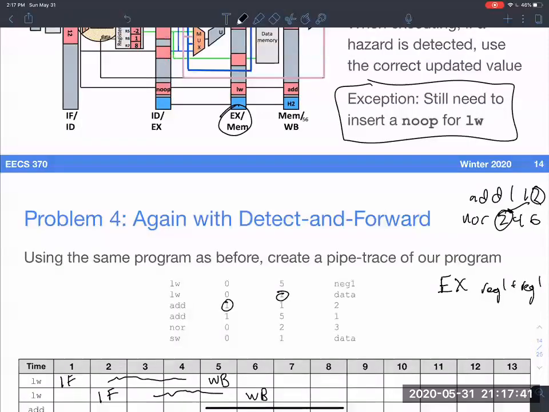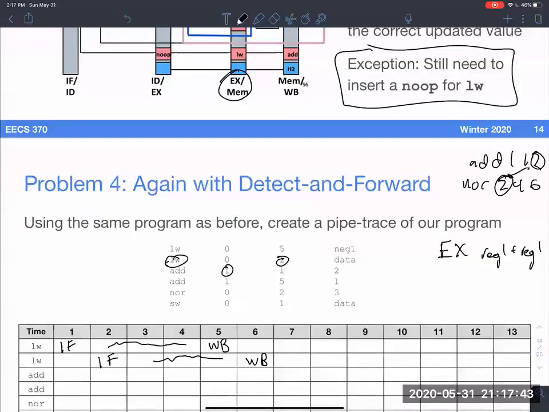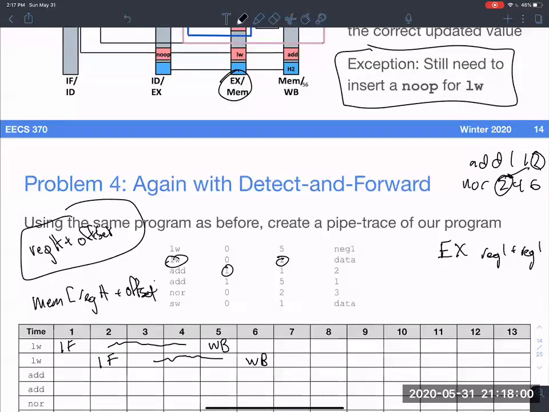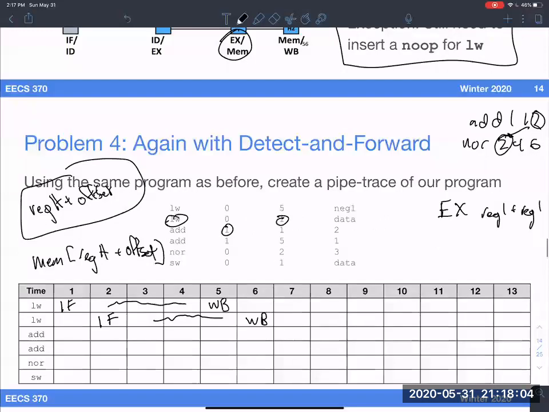And what would get forwarded in the case of LW? Well, LW computes reg A plus offset. But the important thing to note about an LW is we're loading in from memory. We're not trying to get this value inside the register. We're trying to get the memory value inside of the register. So we have to wait all the way until the write back stage to resolve that. So when we do our add, we do IF, we stall for 1, and then we do our execute, mem, and write back.